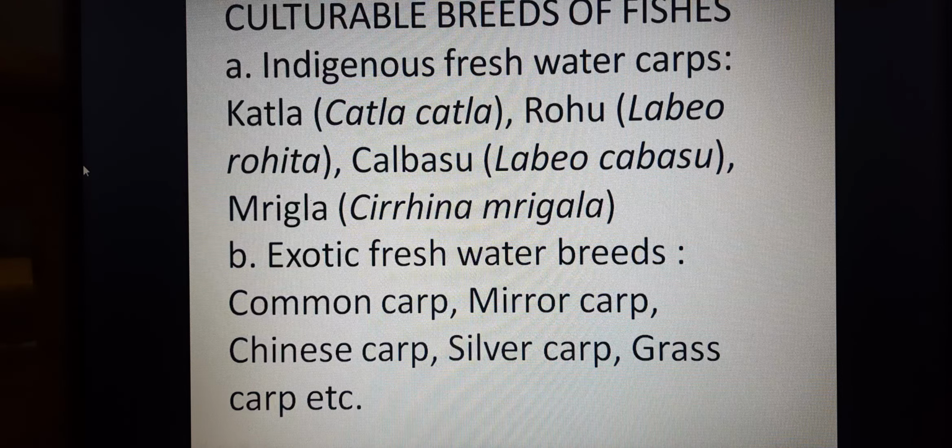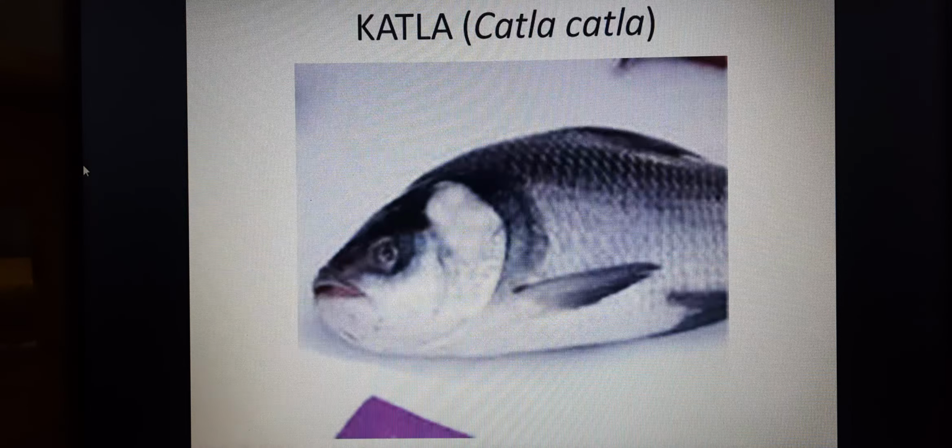Rohu, Labeo rohita, Kalbasu, Labeo calbasu, Mrigala, Cirrhinus mrigala. Exotic freshwater fishes like common carp, mirror carp, Chinese carp, silver carp, grass carp. I am showing the slides, you try to remember. Although you have seen the fishes in your home, you may not know the names. Therefore, you try to remember the names.